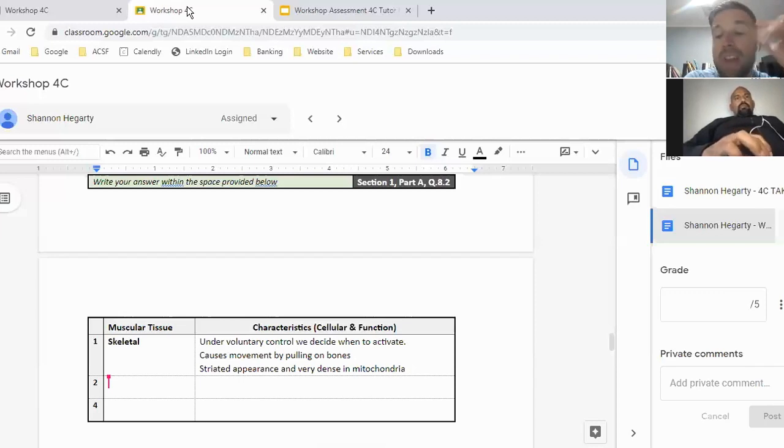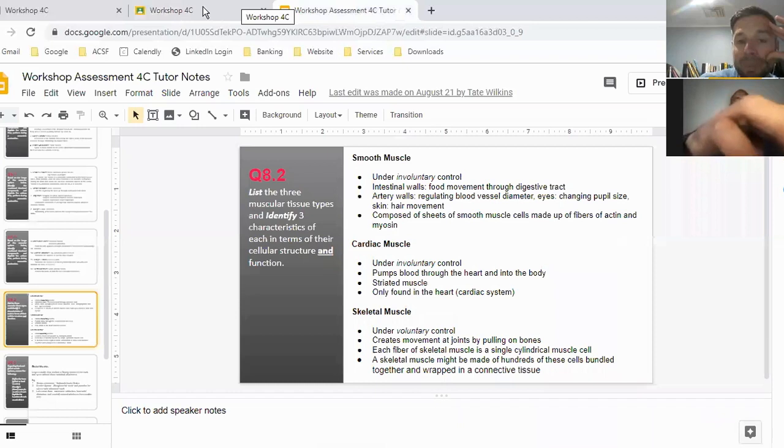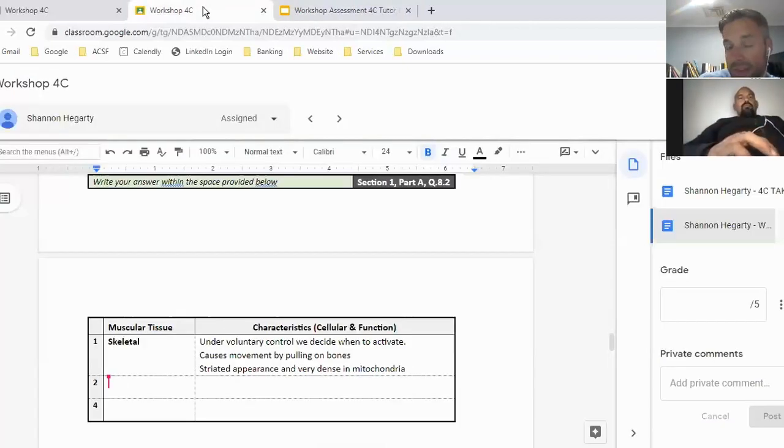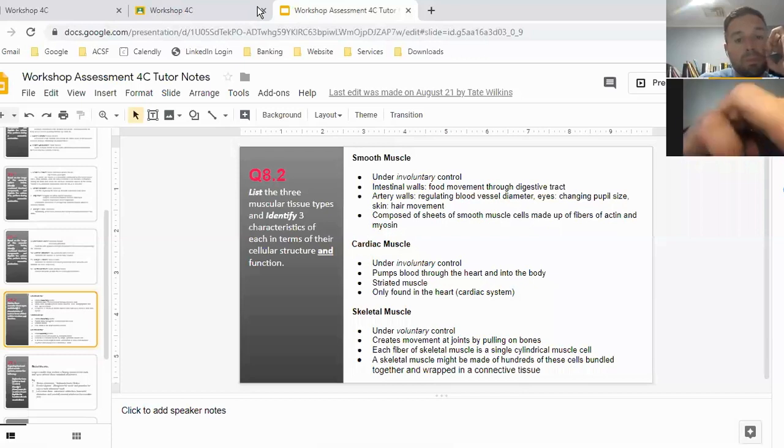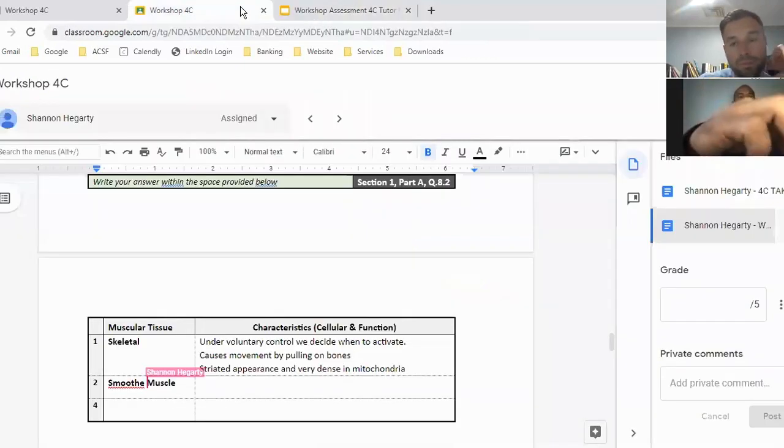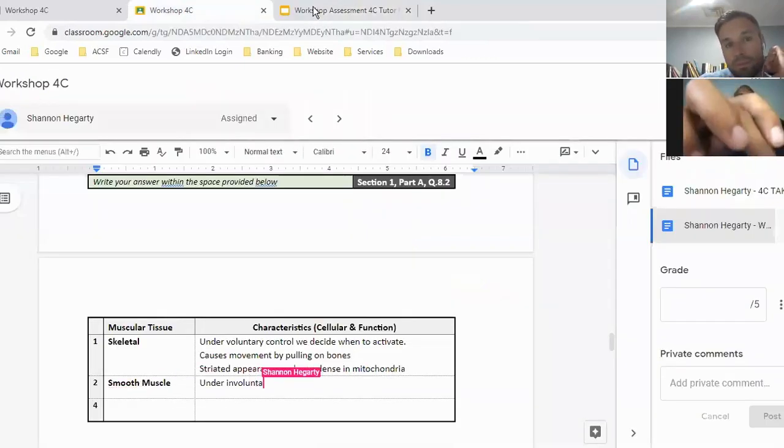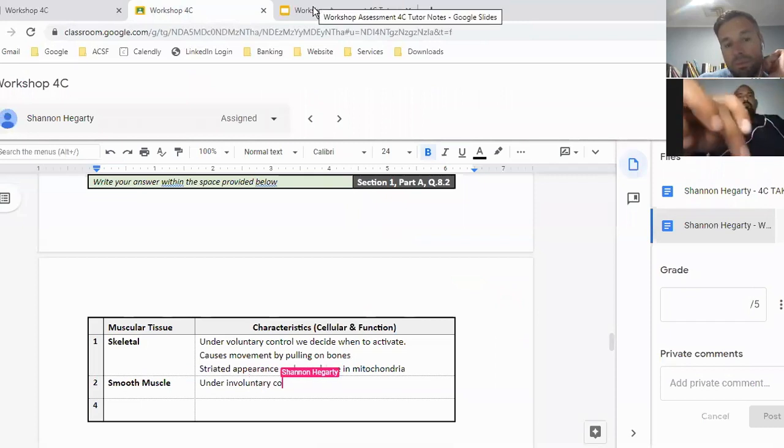Involuntary muscle. Yeah, they're involuntary, but that's called smooth muscle. So the muscular tissue is called smooth muscle. It's under involuntary control. And I would write, it is found in organs.